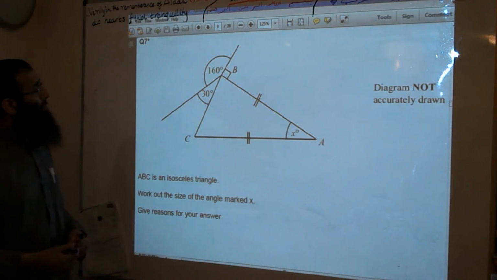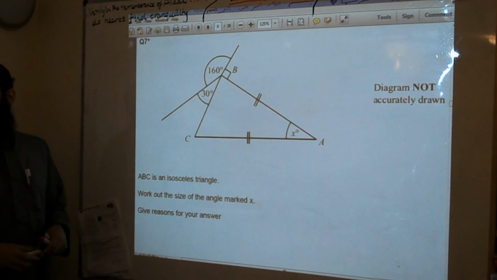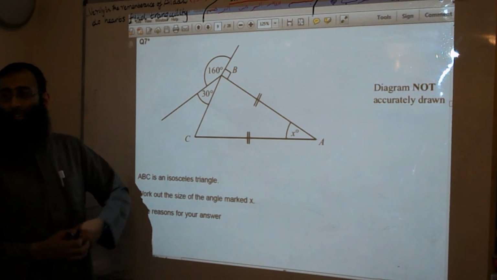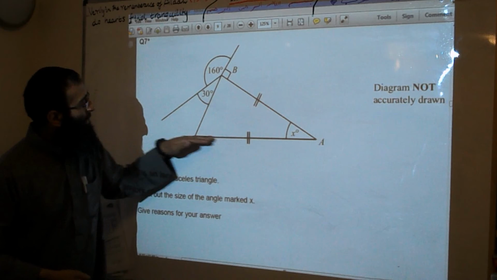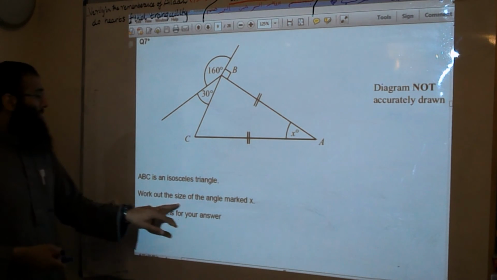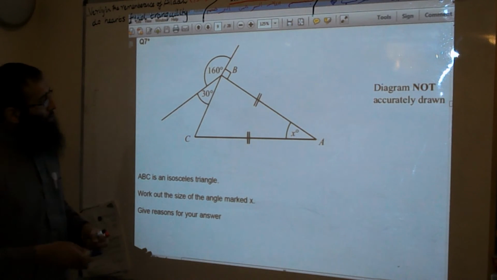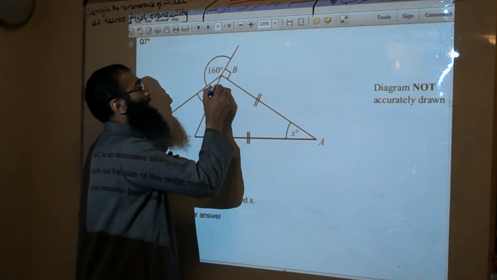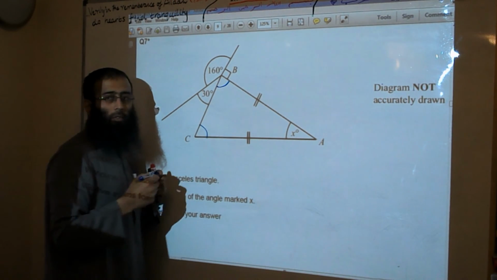Question number 7. It says ABC is an isosceles triangle, indicated by these 2 lines here and these 2 lines there, to indicate that these 2 lengths here are equal. Work out the size of the angle marked X. Give reasons for your answer. So we've got to work out this angle here. In order to work out this angle, we first of all need to work out that angle. When we know that one, we also know that one.